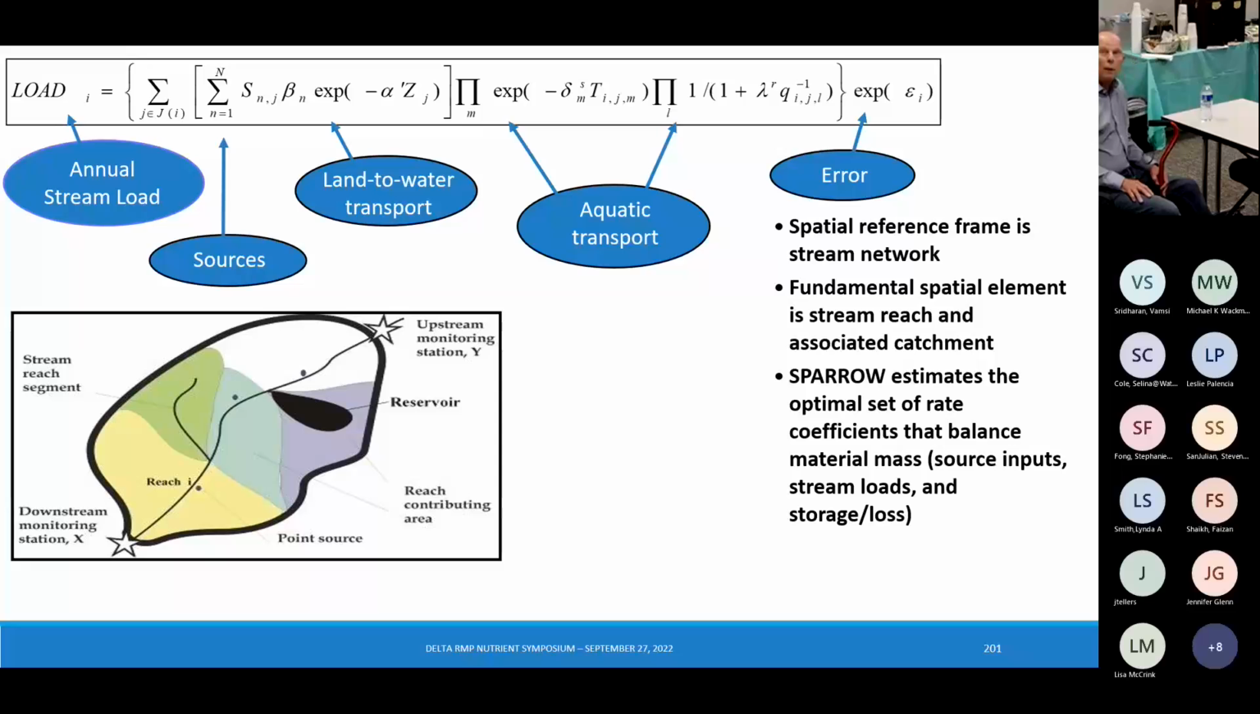All right, so this is based on the sources of nutrients in a watershed. So things like atmospheric deposition, wastewater discharge, fertilizer, cows, and so on and so forth, natural geology, something we call land to water transport. So from those sources, how much might go to a stream reach? Aquatic transport means how much of this might decay along a stream reach. And then if nothing works, we throw in an error term, right?